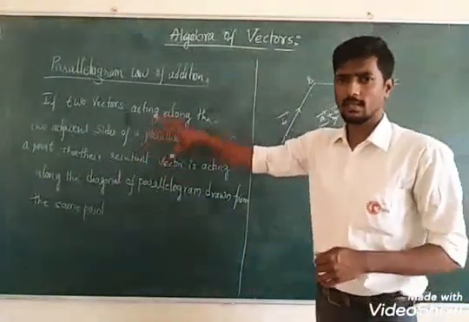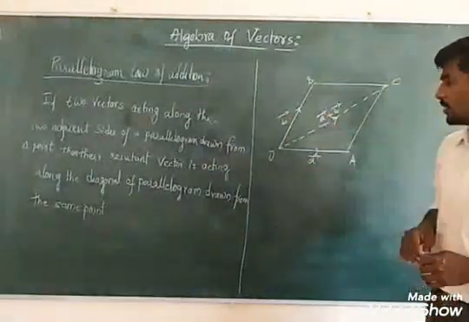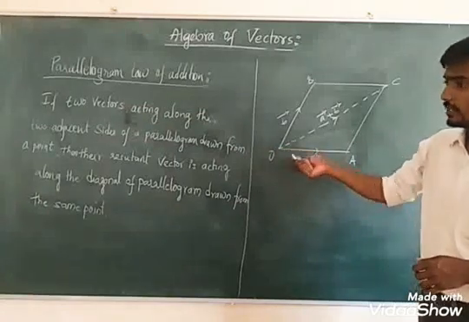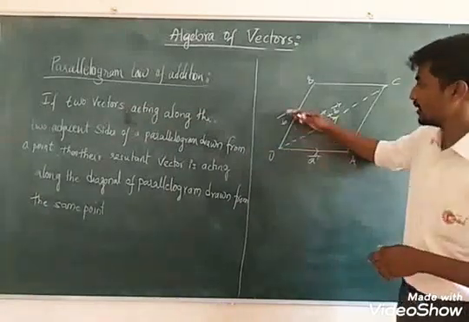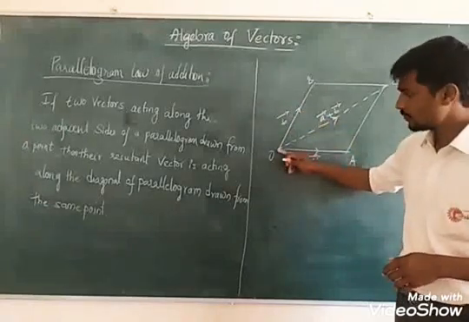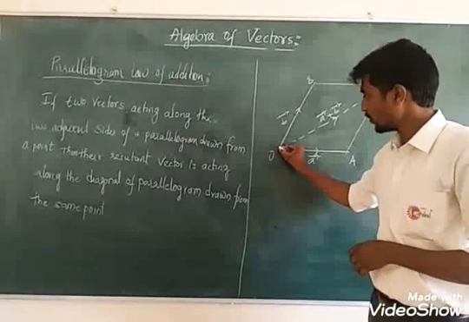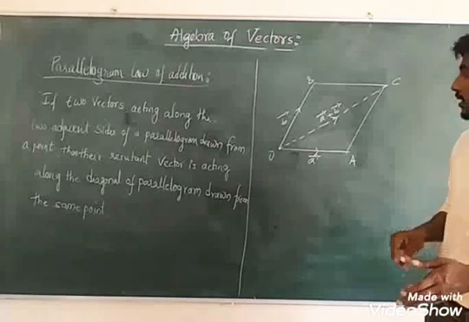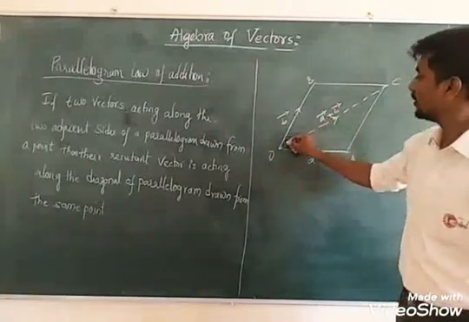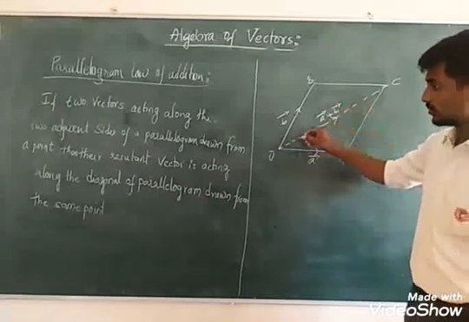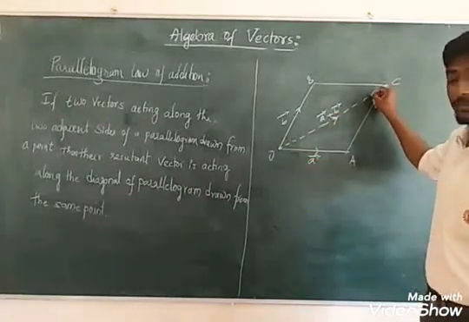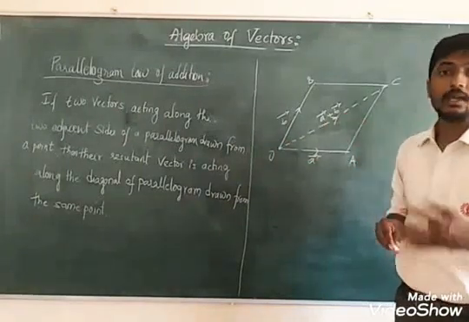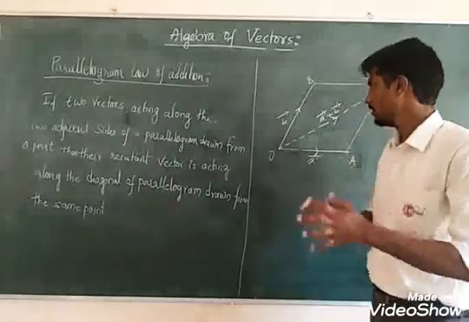Let us understand this statement graphically through the diagram. Look here. The two vectors are acting along the two adjacent sides of a parallelogram drawn from this point. Then their resultant vector is acting along the diagonal of the parallelogram drawn from the same point. So this will be stated as A plus B, the addition of the vectors. But how it is stated, I will conclude.